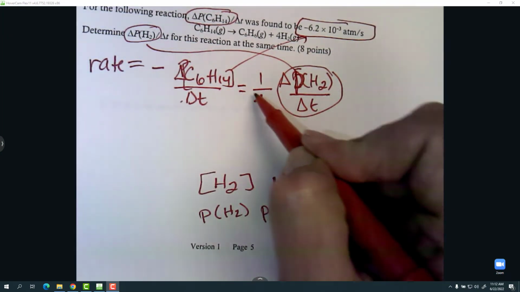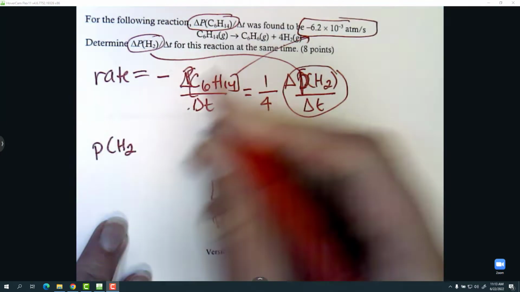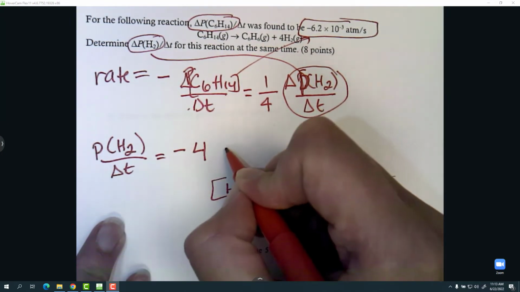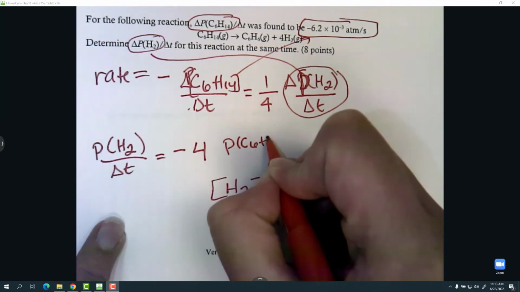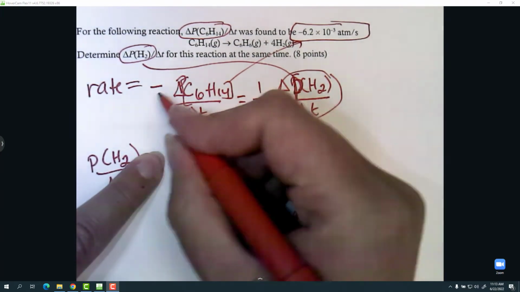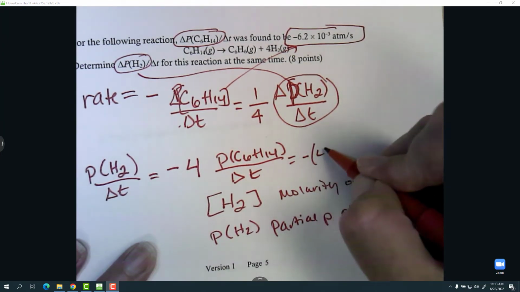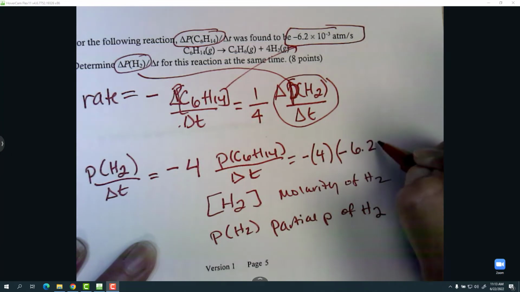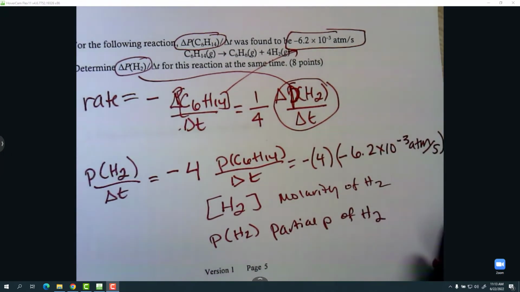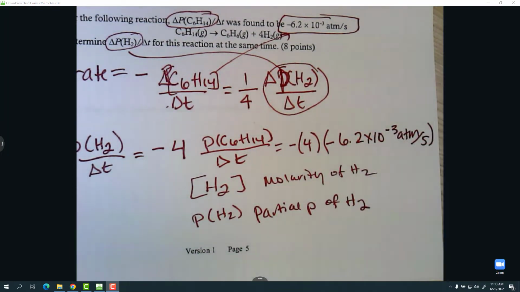Multiply it by negative, and then I got to get the 4 over there. So let me just write this out a little neater. Negative 4 times this. So that's the negative from there. Multiply by 4 to get this by itself, and then that's that. Okay. And then negative 4, and then negative this. And you can see now the negative and negative cancels, and I'll put it in my calculator.